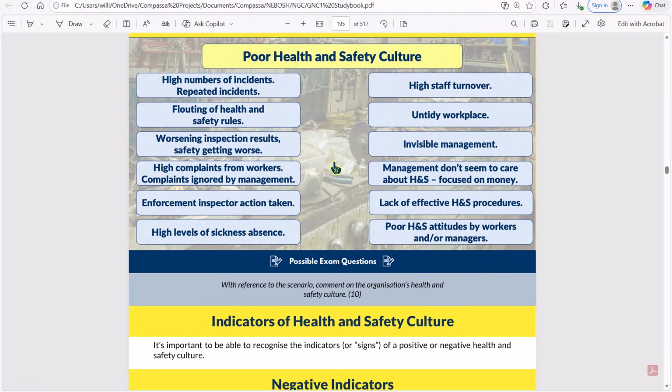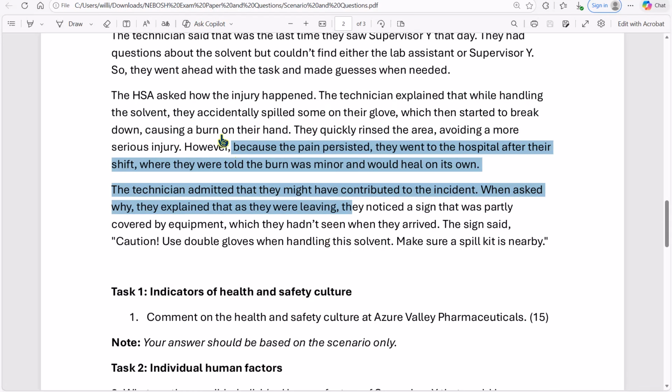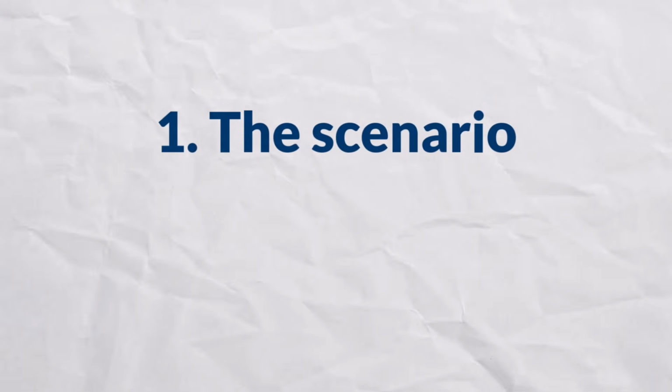So the course materials are helpful, and they're super helpful for some questions. Like literally for some questions, they'll give you the exact answer, but they're not useful for every possible question, because ultimately the answer is in this scenario right here. So 2 places so far you can look at: the scenario and your course materials.